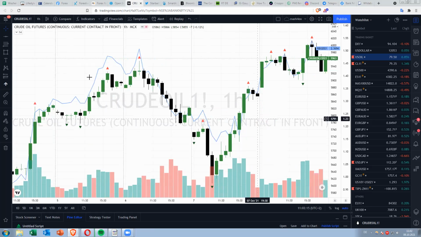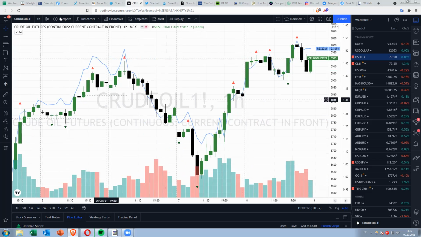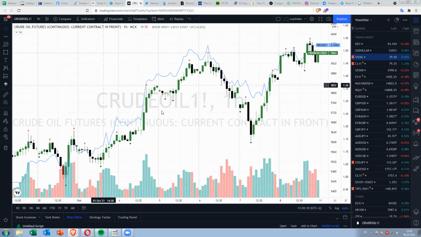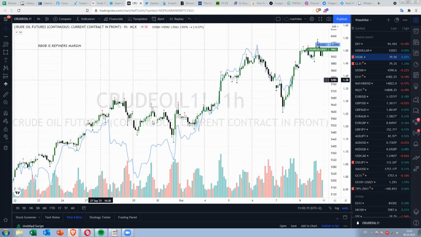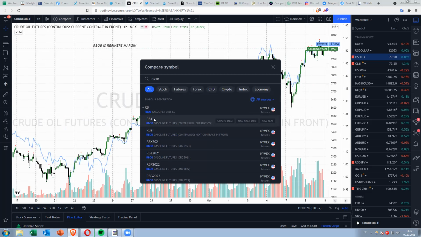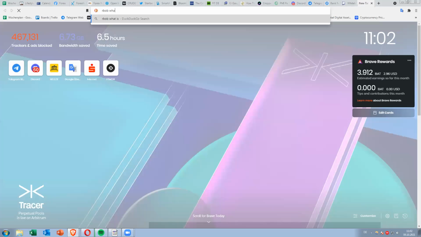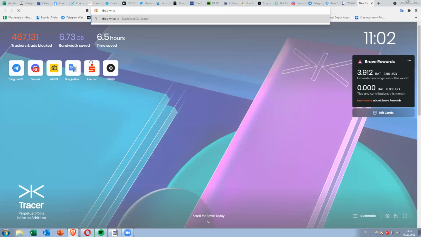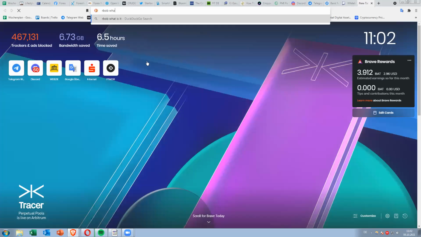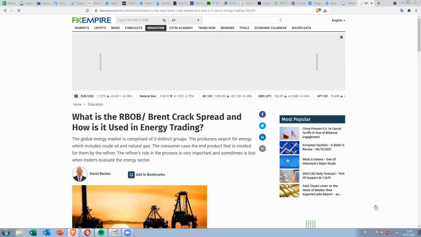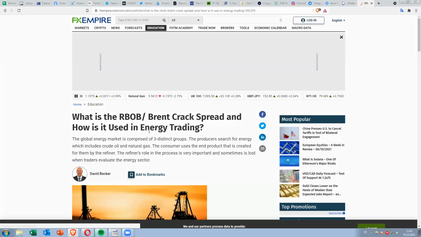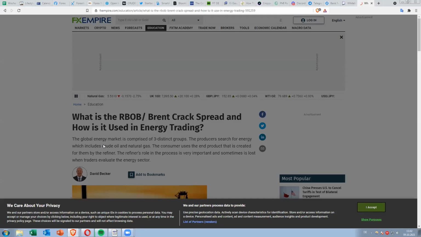What is this RBOB indicator? If you take RBOB gasoline futures, RB1, with a compare system, just by comparing. And if you look at RBOB, what is it? For example, we just Google what is RBOB, Brent crack spread, and how to use it. I will take you into this world because I will start to use oil too, because I want to know how this market works. But what is RBOB?